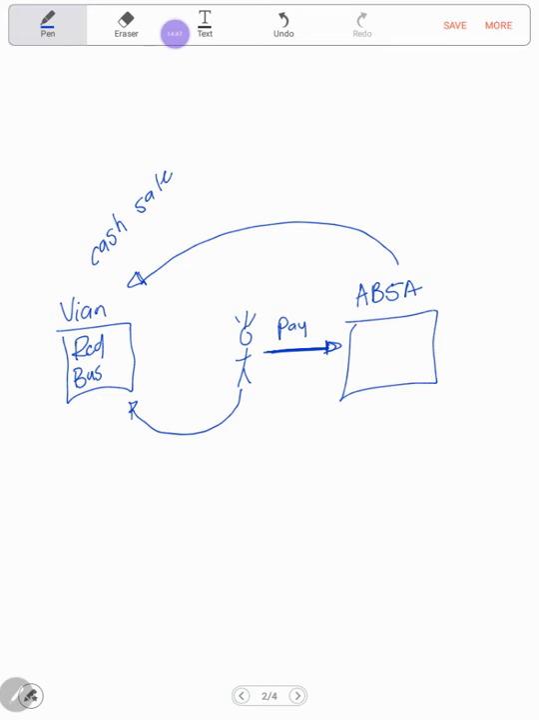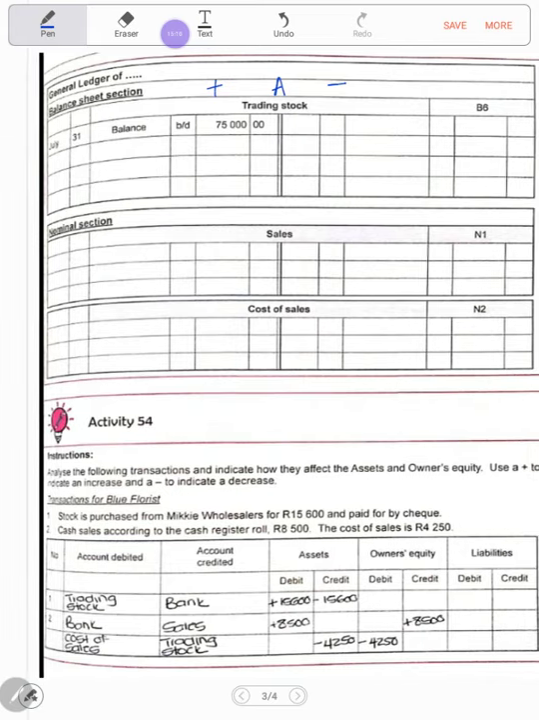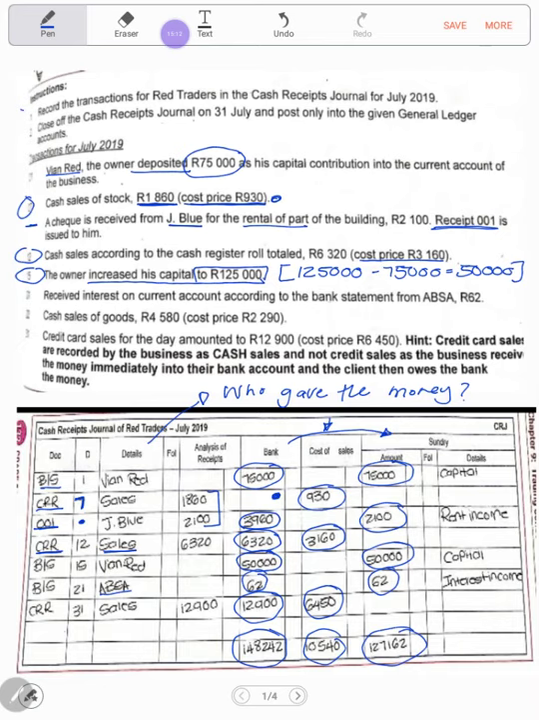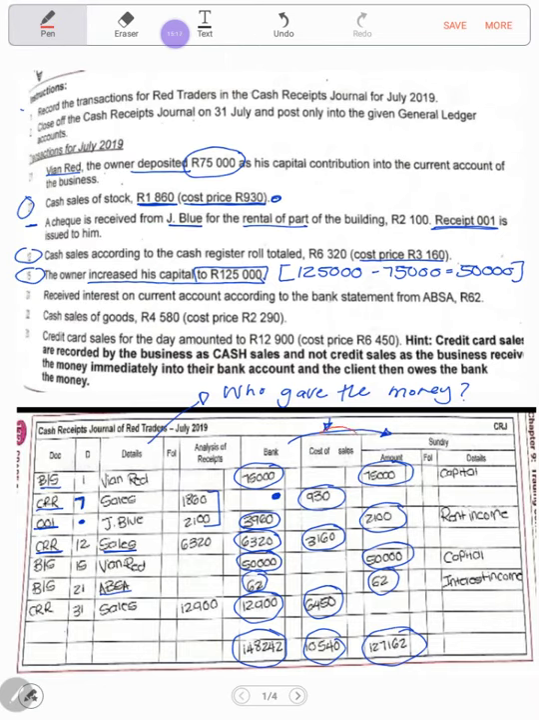the transactions that just happened in your general ledger. So remember, trading stock is an asset account. Every time the business purchases stock, it will increase on your debit side. Every time the business sells stock, we will decrease it on the credit side. So now remember, trading stock is interested in which column? I'll let you know right now. It's interested in the cost of sales column.